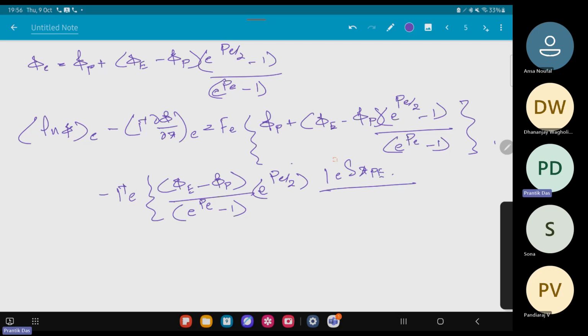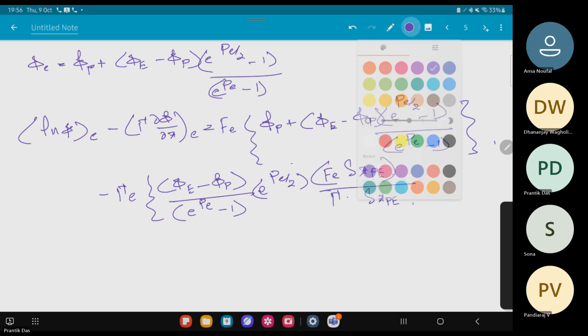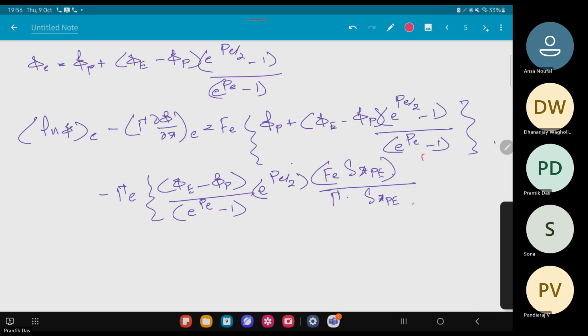Divided by delta x p divided by delta x p, gamma. So it becomes Fe by gamma, becomes Fe, and the gamma cancels out from the front, so it becomes Fe. So this becomes Fe.